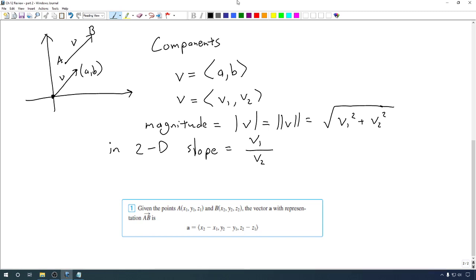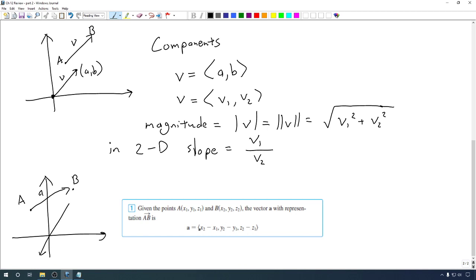Now, if we don't start with a vector at the origin, if we have a vector going from A to B, we can actually get the components pretty easily. So here, just to draw a picture, let's say we have point A here with coordinates x1, y1, z1. We have point B over here with coordinates x2, y2, z2. We're talking about the vector going from A to B. The components of the vector from A to B are given by subtracting our x values, subtracting our y values, and subtracting our z values.